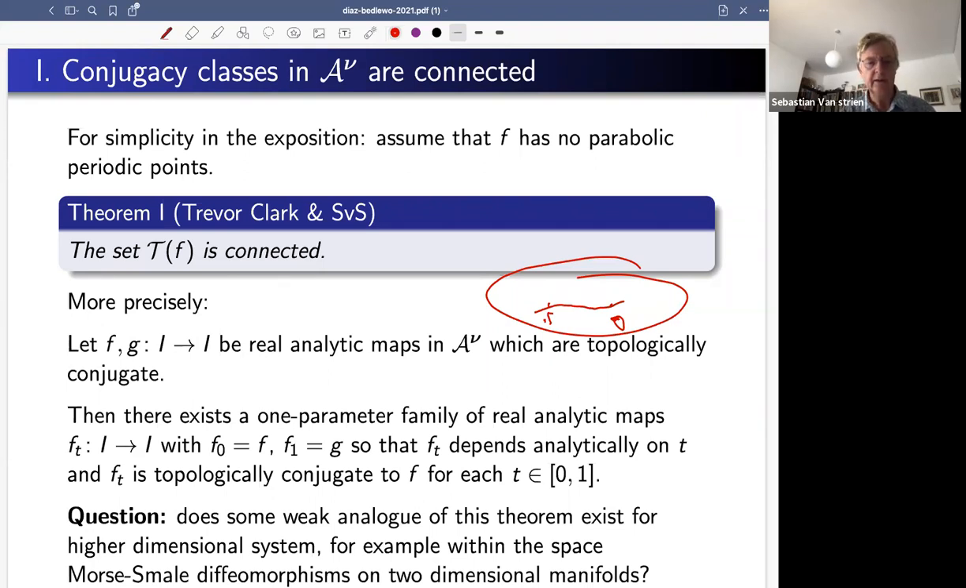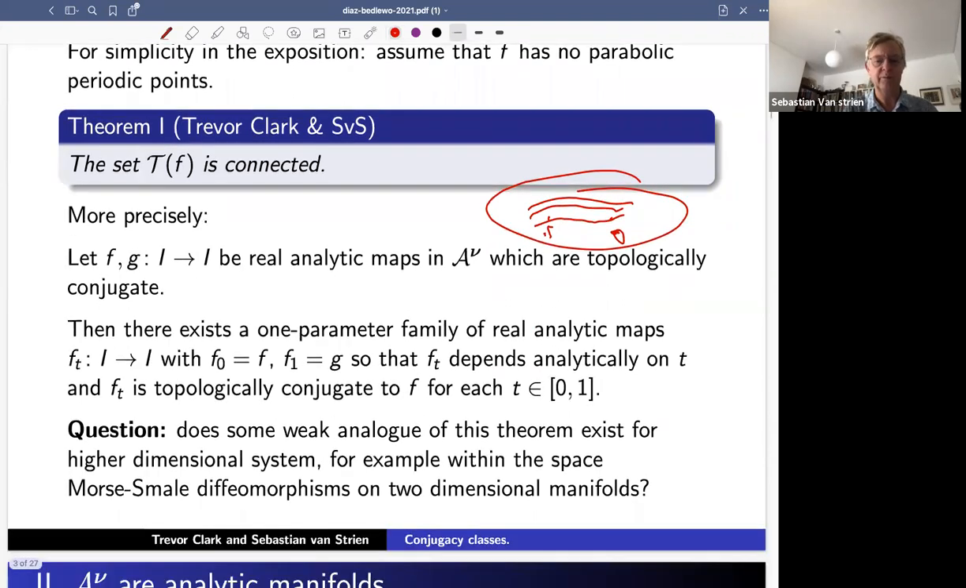And the kind of question you can ask is, for example, suppose you take higher dimensional systems, for example Morse-Smale diffeomorphisms on two-dimensional manifolds. My sense is that the answer to this question is no, but is it possible that in this case also the conjugacy classes are connected? So can you always partition the space into connected subspaces? That's the first type of result, which we managed to achieve.